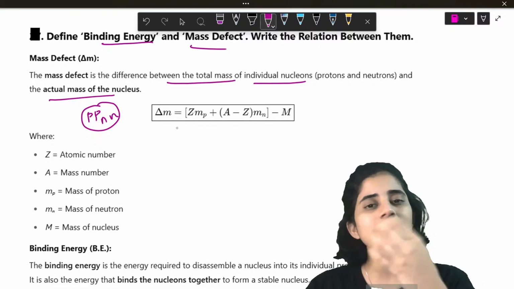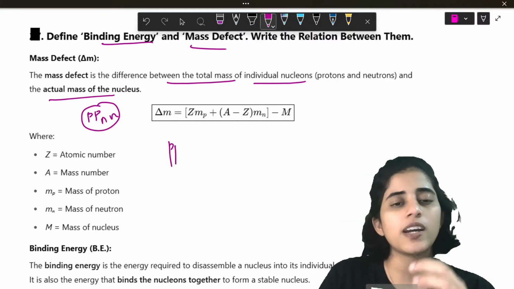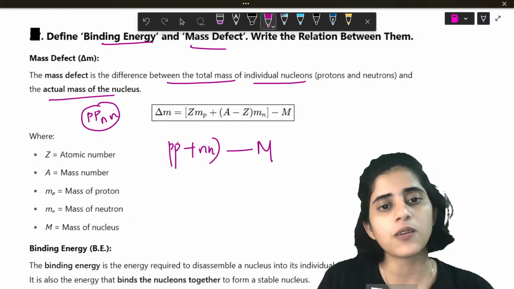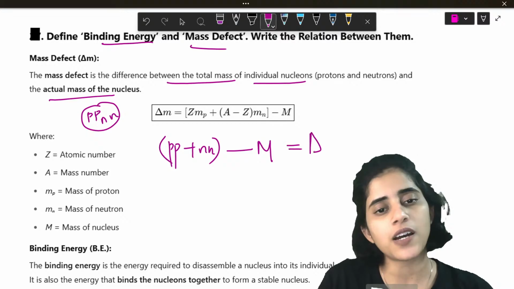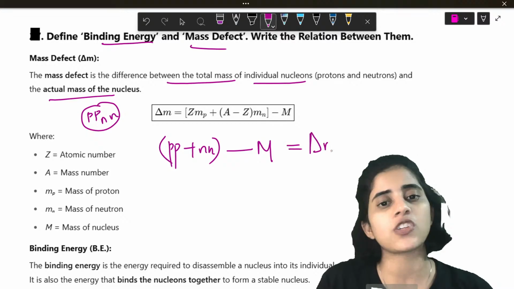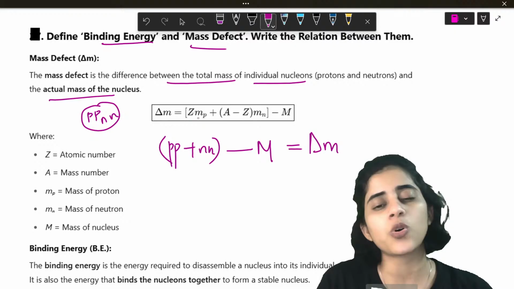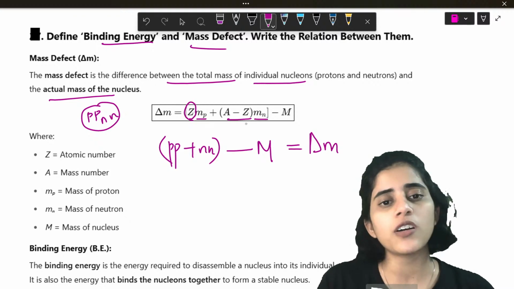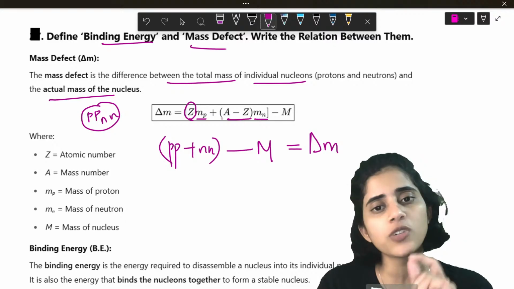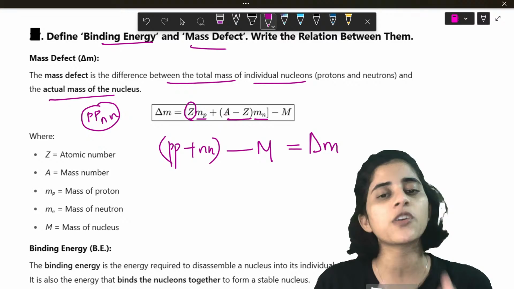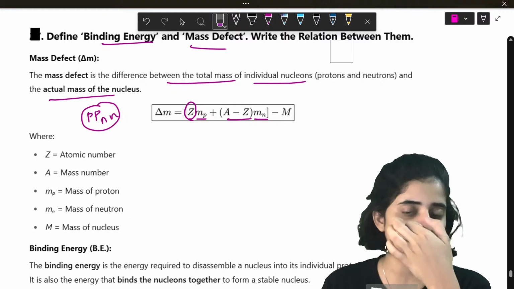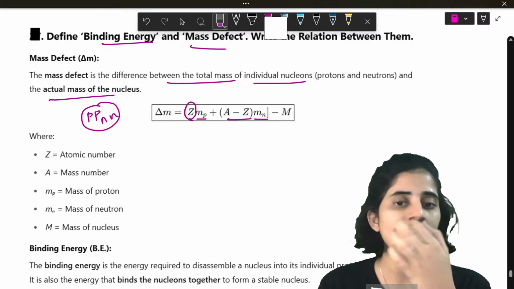That is why you use this formula. You find the mass of the protons plus the mass of the neutrons minus the whole mass, and you get a small value. That is the mass defect. Looking at the formula carefully: mass of one proton times Z, the number of protons, plus mass of one neutron times the number of neutrons, which is A minus Z, minus the mass of the whole nucleus gives the mass defect. The mass defect is the small deduction in the mass. There is some variation in the mass. That is your mass defect.